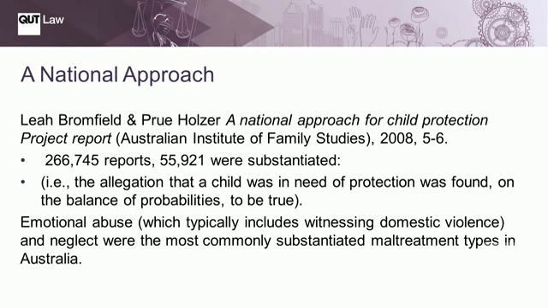It reports that as of 2007, there were 266,745 reports to statutory child protection services nationally. That was more than double the number of reports received in 2002, and at that time the rate was growing rapidly. Of those 266,000 odd reports, 55,000 or so, or perhaps nearly 56,000 of them, were substantiated. That is, that a child was in need of protection, and on the balance of probabilities, the notification was found to be true. Emotional abuse, which includes witnessing domestic violence, and neglect were the most commonly substantiated maltreatment types in Australia.